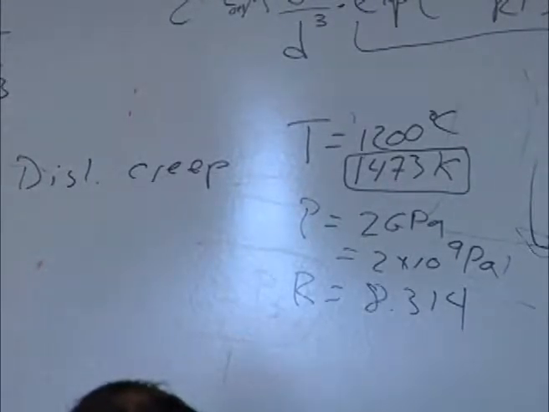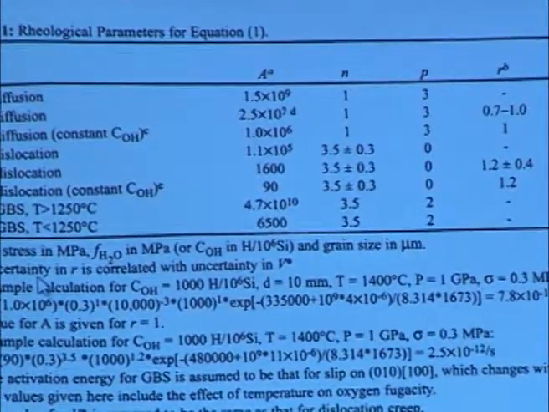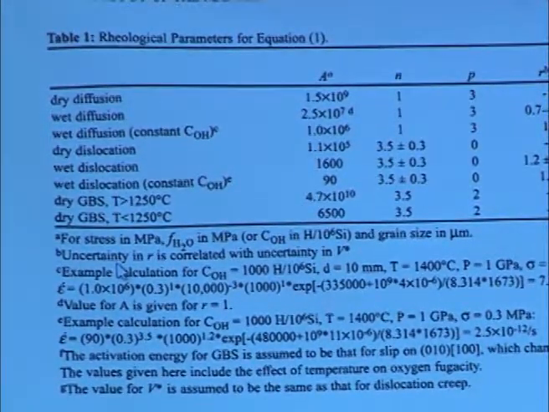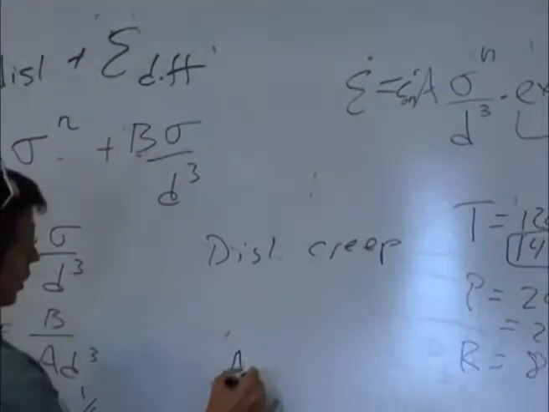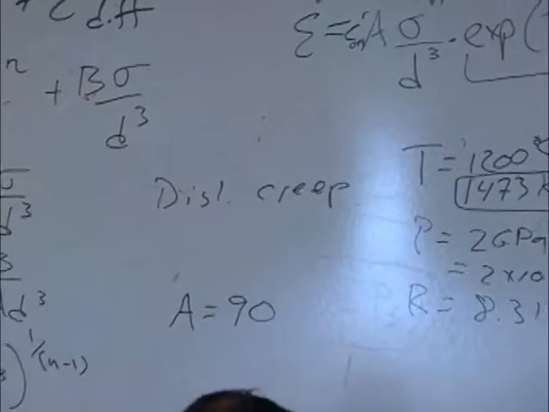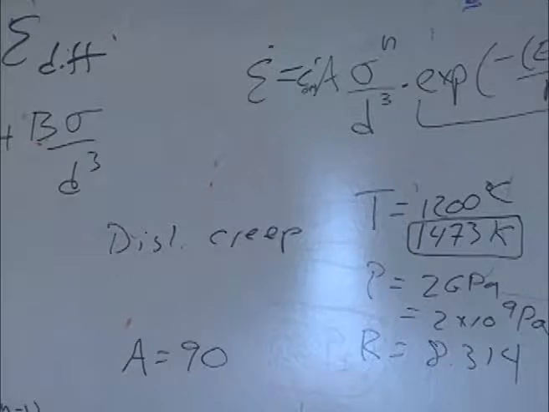A is, so this is the reason why the thing that people screw up all the time is this A term is basically a fitting parameter. So you have to make sure that the units that the person gives you for A are the same as the units of stress and grain size and whatnot that you're dealing with. So A equals 90. E plus PV. So E, right over here, for wet dislocation creep, constant COH is 480 kilojoules. So if we're going to use joules, we need 480,000.